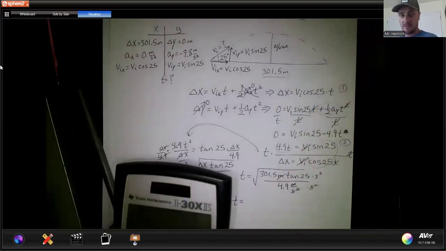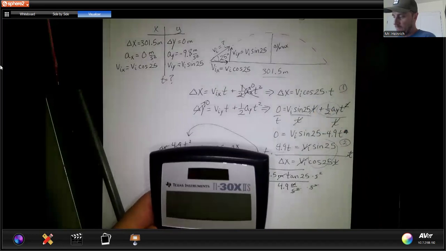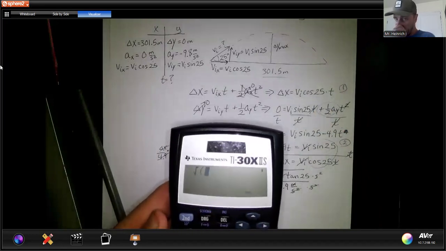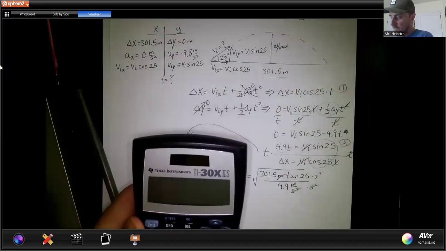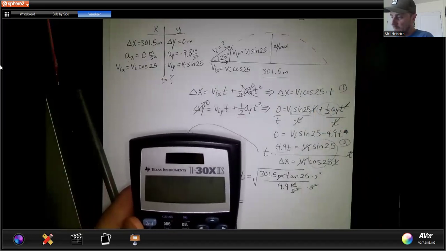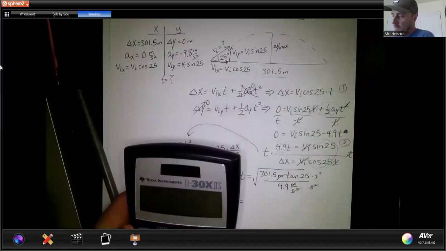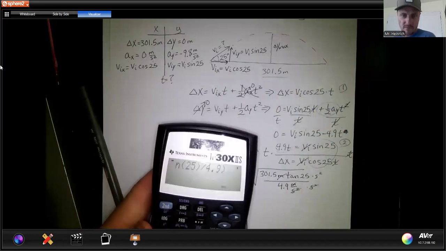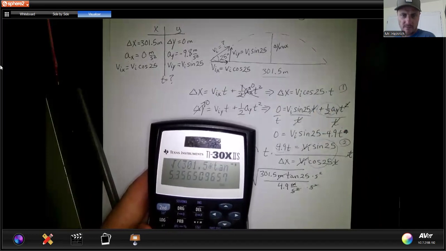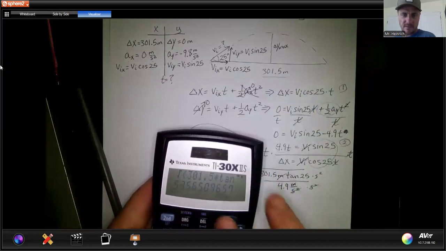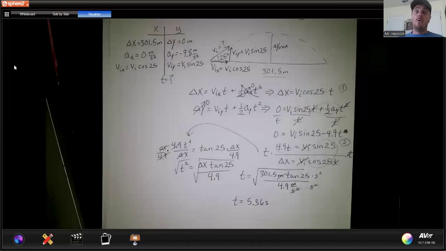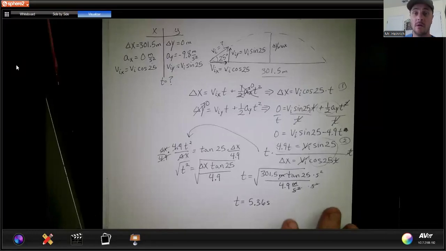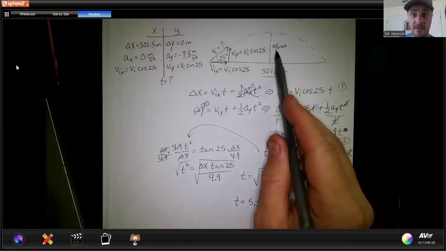Okay, let's put this in the calculator. Maybe you need help doing this. So I'm going to put in my square root. I'm going to get 301.5 times the tangent 25 divided by 4.9, close parentheses for the square root. And I get 5.36 seconds. Whew, that was a lot of work to not even find the thing they're asking us to find.